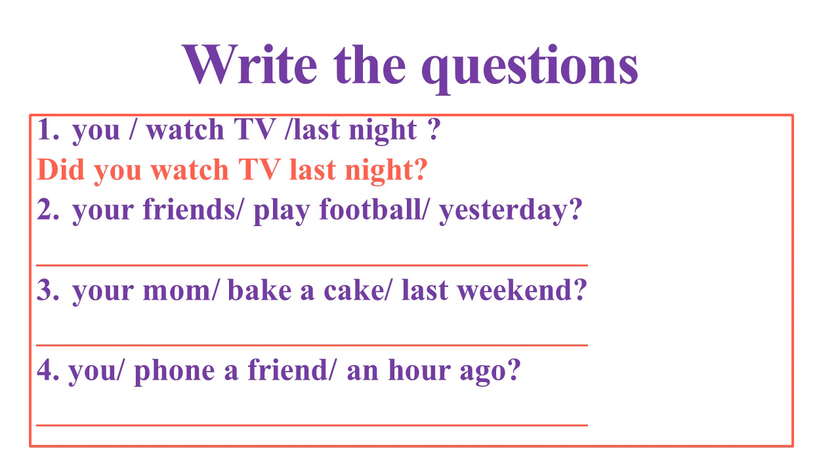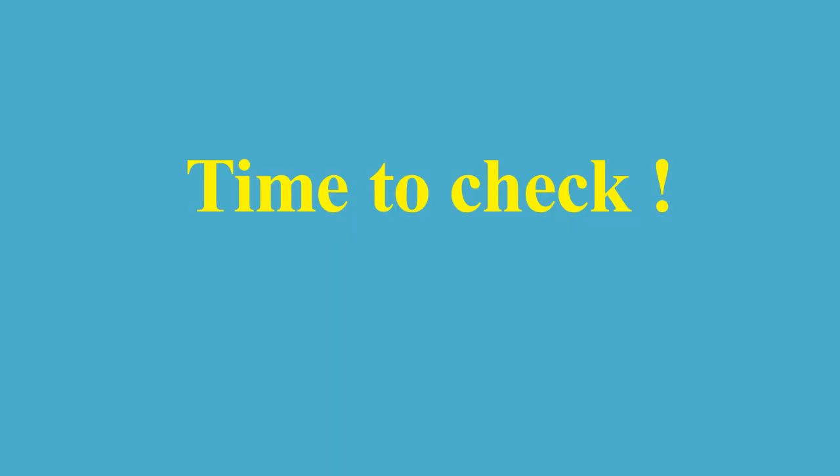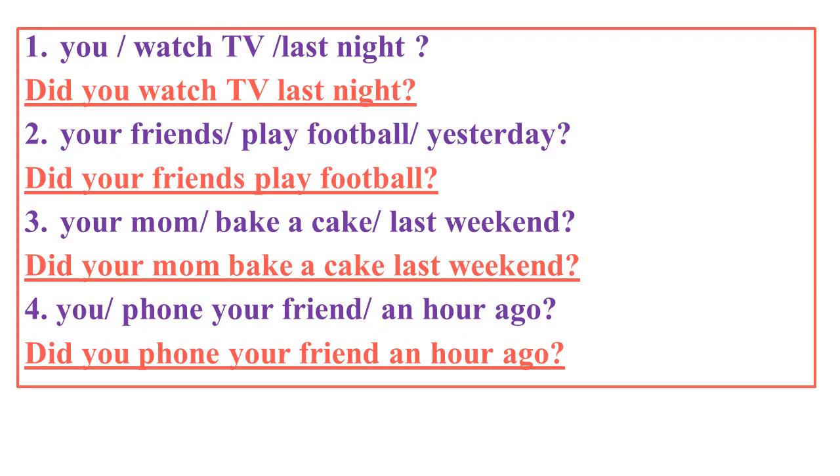And one more exercise is on the way. And in this exercise, you need to write the questions as in the example. You see the words that are dashed, right? Okay, and you need to make a past simple tense question with the usage of these words. Use the pause in the video. Write the following questions down and then continue watching it to check whether you were right or not. And now it's time to check. Okay, so the correct questions are: did your friends play football? Did your mom bake a cake last weekend? Did you phone your friend an hour ago?